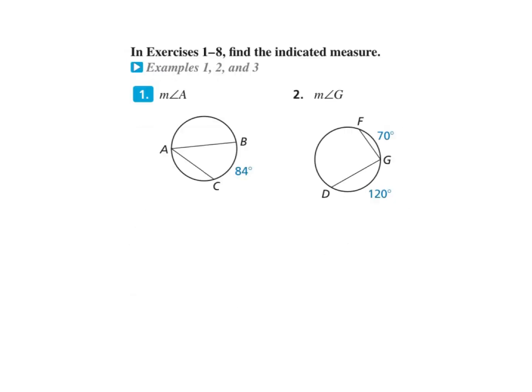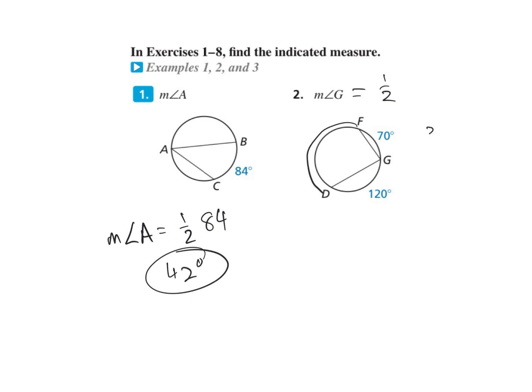Now, let's go ahead and get started. Find the indicated measure. So remember that the measure of angle A is equal to 1/2 the arc, 84. So that would be 42 degrees. The measure of angle G is 1/2 the arc here. Well, you take 360 minus 70 minus 120, and that gives you what's left. So 360 minus 190, so 170. So half of 170 would be 85 degrees. That's this angle right here. Looks almost like a 90-degree angle, so just shy of it.